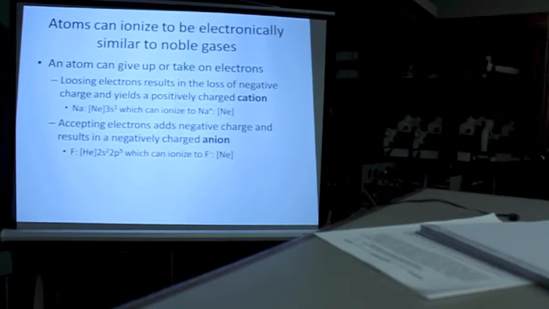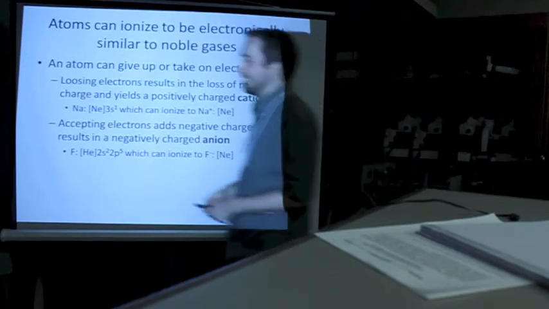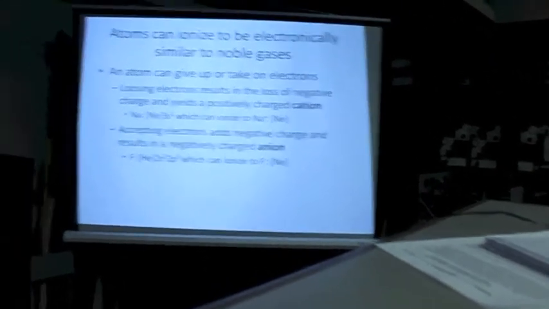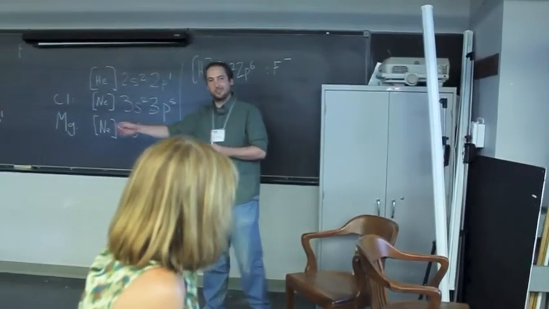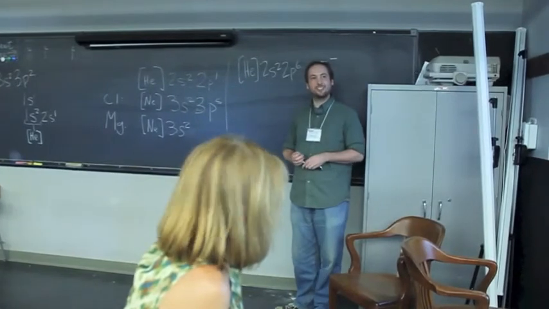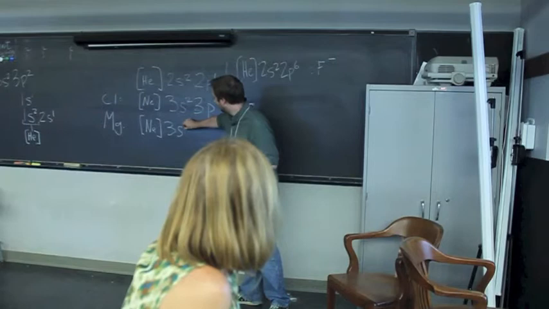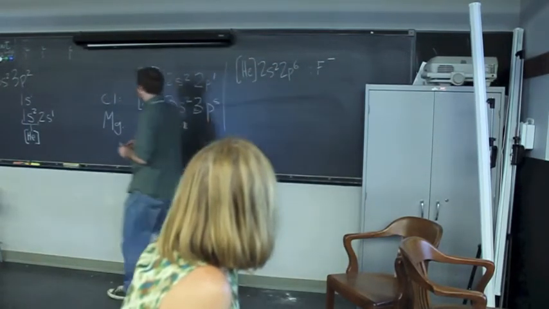We could take, which one did we do? What was the top one? This is magnesium. So magnesium works just fine. What do you think magnesium would do in order to become electronically similar to a noble gas? It's on the other side of the periodic table. It's got all those p orbitals that are empty, and it's got a few electrons. We could give one away. You can give one away, yeah. And so then we'd have one here. So this would be magnesium plus 1.